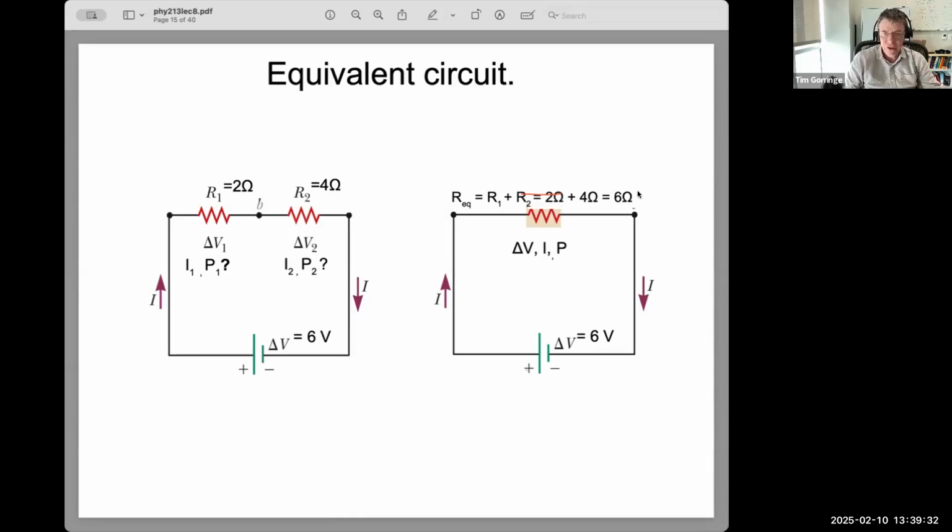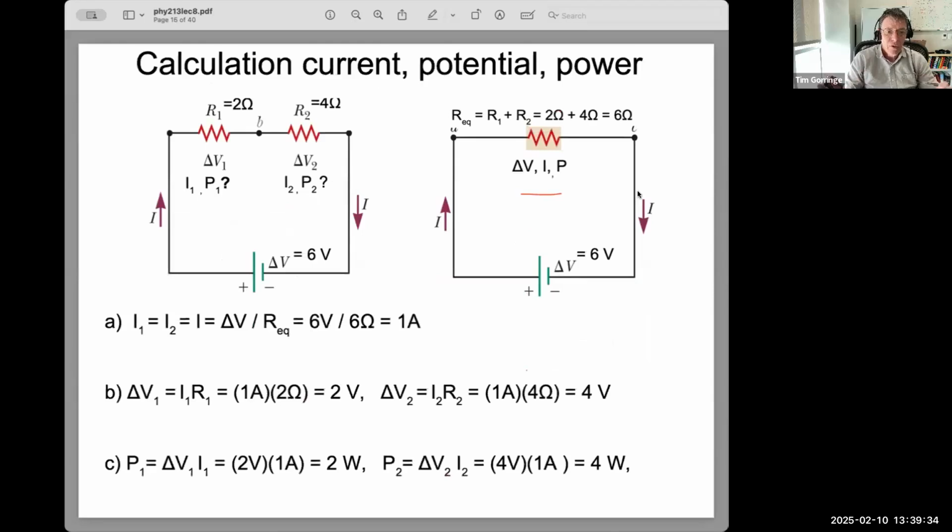That's my very first step. Now I can worry about the questions that were asked. What's the current through R1 and R2? What's the voltage across R1 and R2? What's the power dissipated in R1 and R2? And we're just going to walk through those in that order because it's actually easiest to solve them in that order. And so that's the route that we're going to go.